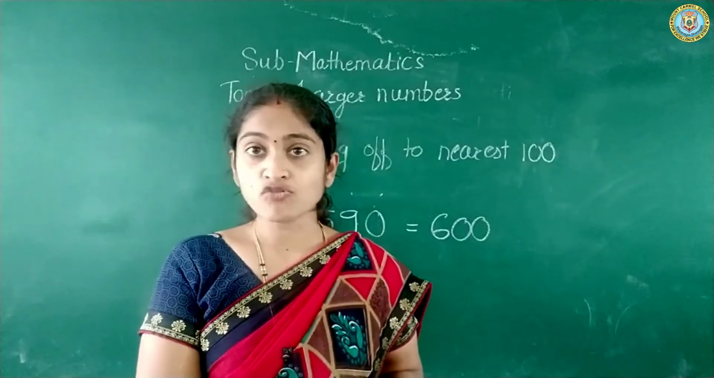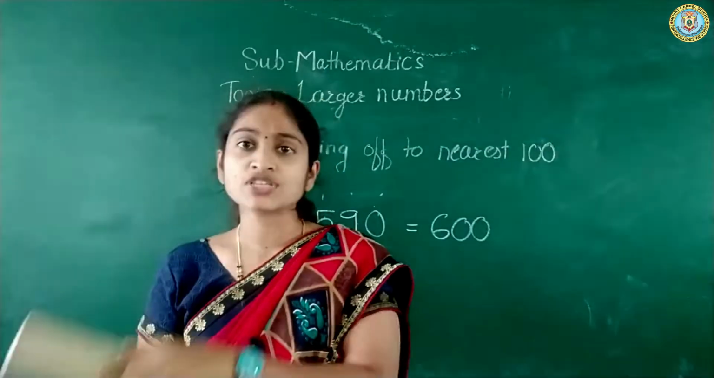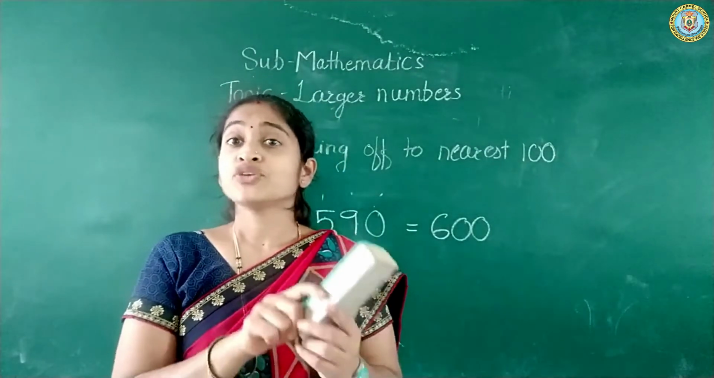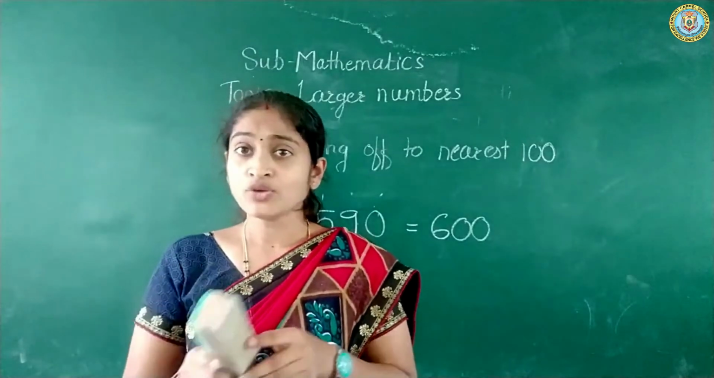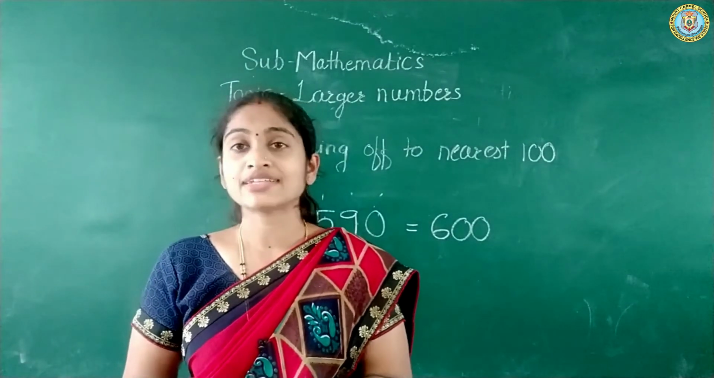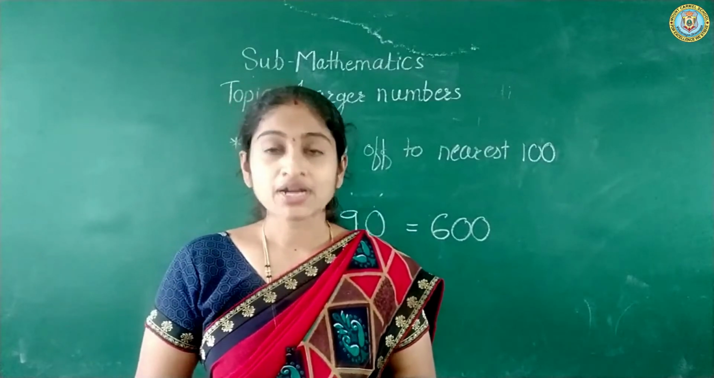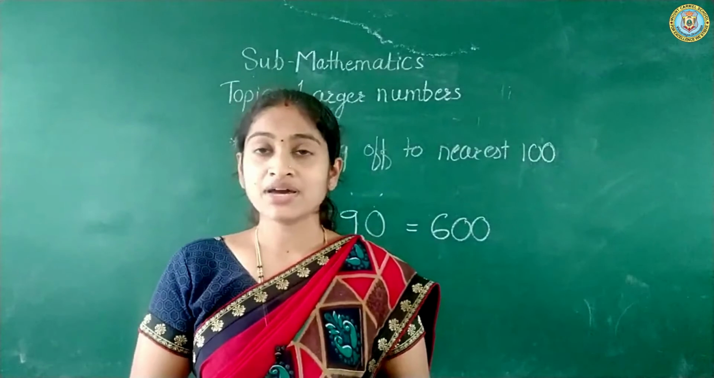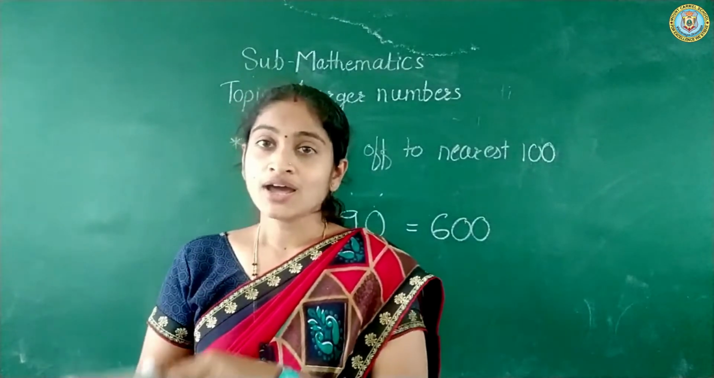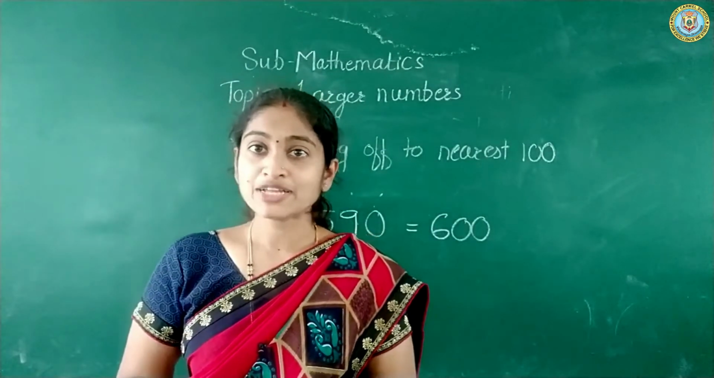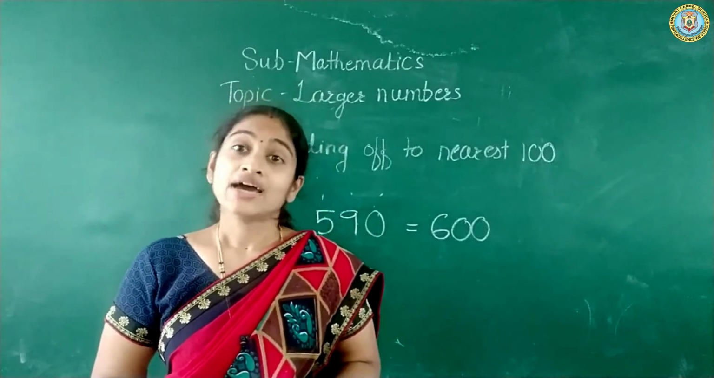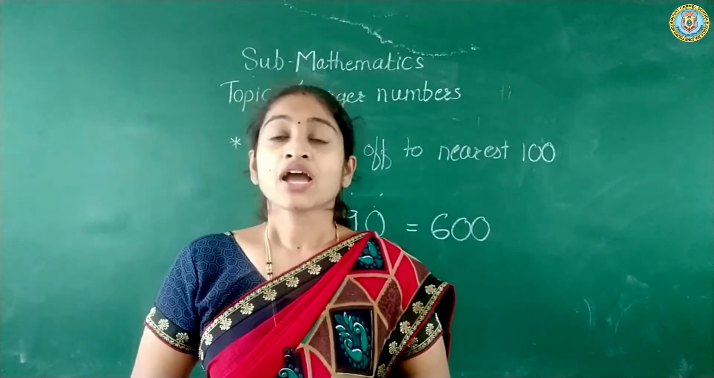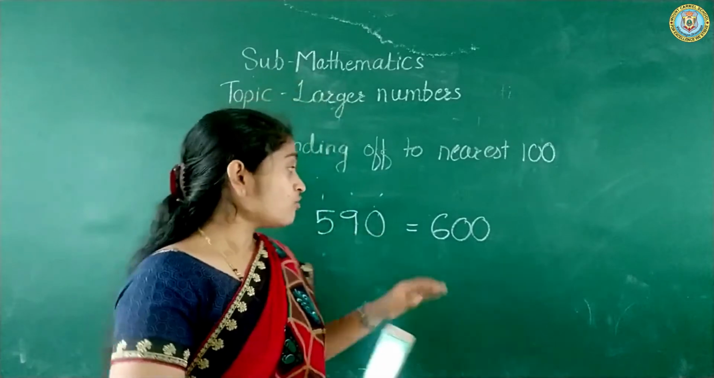Is it nearer to 500 or is it nearer to 600? We can easily tell which number is nearer to that number, that is the round off number. Because round off number is nothing but finding the number nearer to the original one. Okay, my dear students?